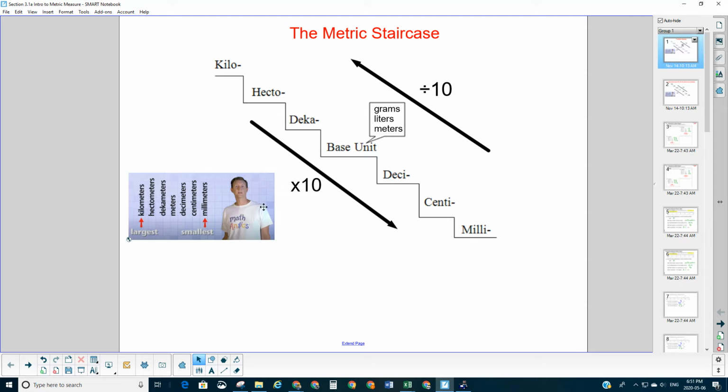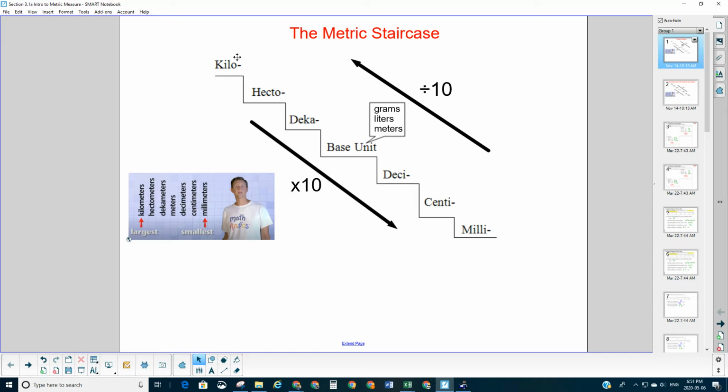Out of that, you saw this graphic here about kilometers, hectometers, decameters, meters, and how the largest is the kilometers and the smallest is the millimeters. You can rewrite that as a staircase. The reason this is a great visual is if you're going from one unit to the other, if you're going down the staircase, you're going to go times 10. And if you're going up the staircase, you're going to divide by 10.